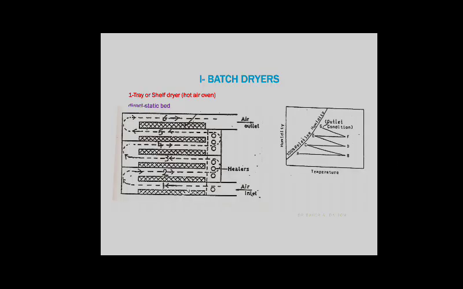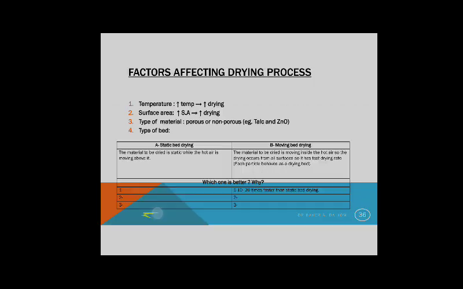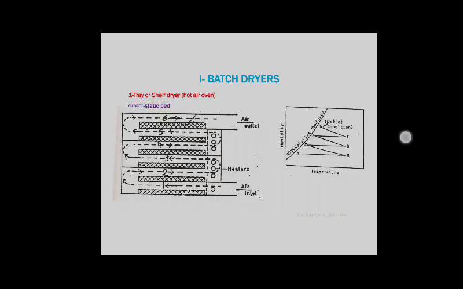Number one, batch dryer, tray or shelf dryer, or hot air oven like this. It operates by passing hot air over the surface of wet solids in trays. Thermal efficiency of air is improved by recirculating the air over heaters. Temperature humidity change: the incoming air at point A is heated to B, then passed to the trays and dries the material we want to dry.